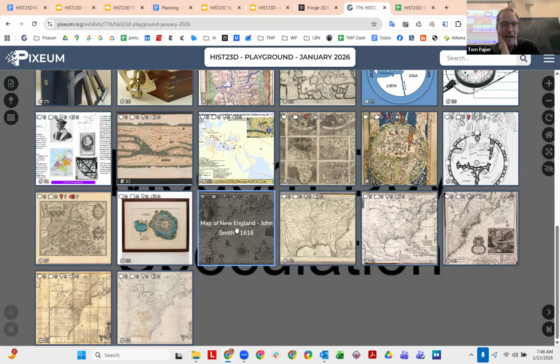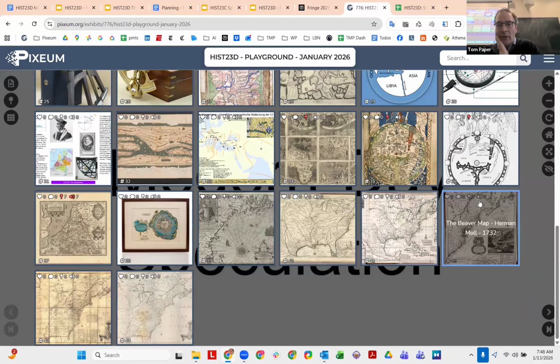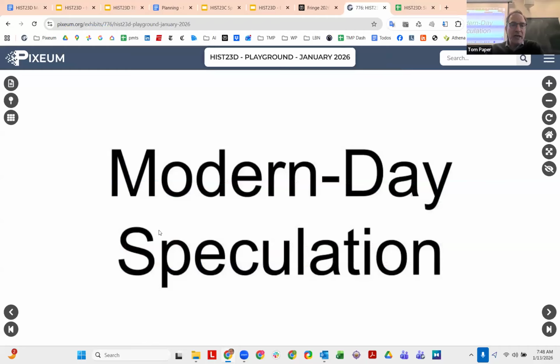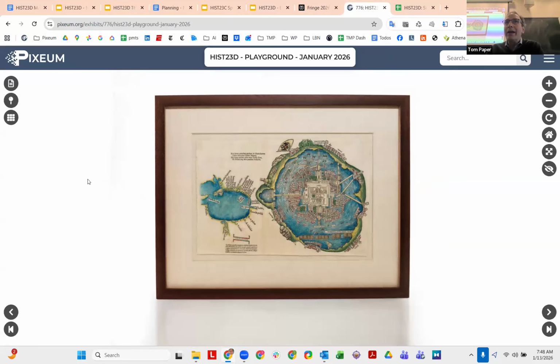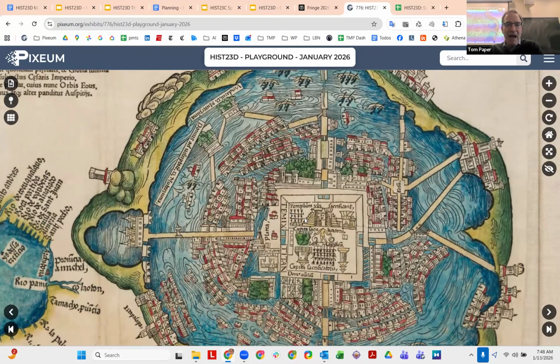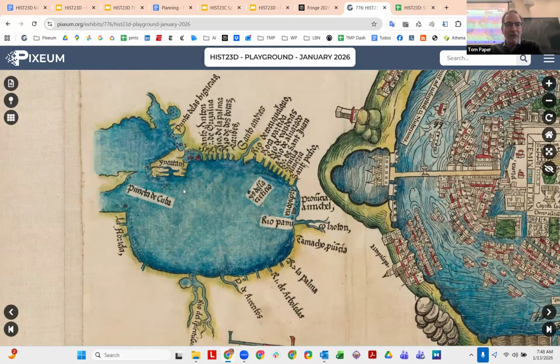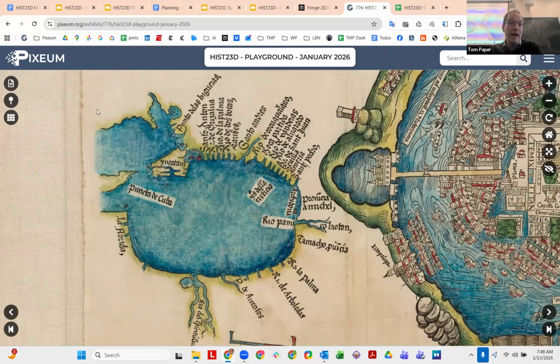Let me just tell you about these maps. I put these in here. The Cortez map: Hernando Cortez, who conquered Mexico, made or had someone on his team make this map of Mexico City and also the Gulf of Mexico. It's a really cool map.